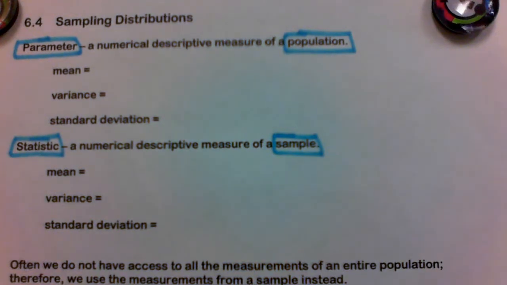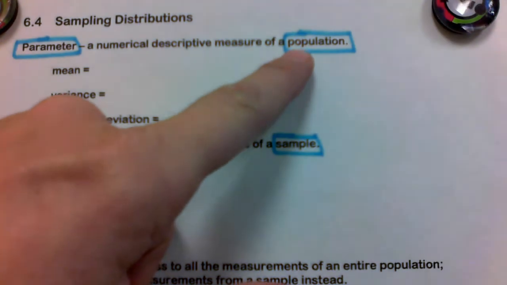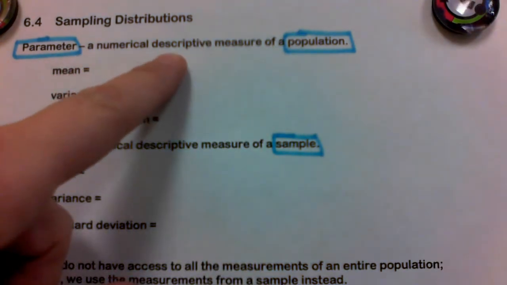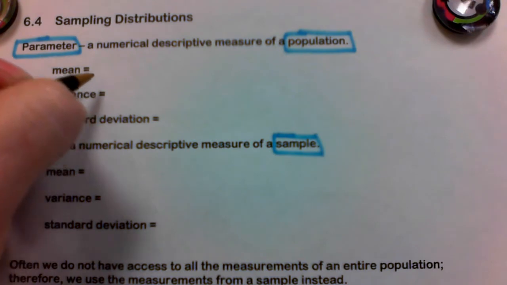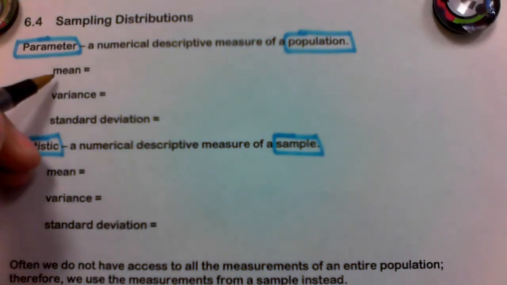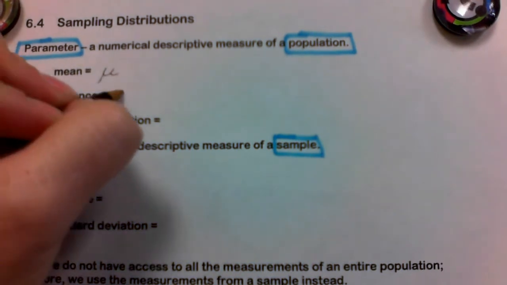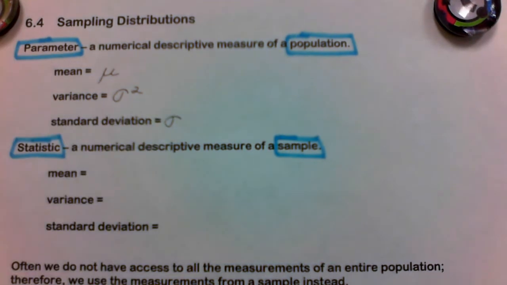Chapter 6.4. This is a short section. First thing that I want to do is review population parameters. Now remember, population is every item, every person. The numerical description from a population is called a parameter. And what we have been discussing already this semester is a population parameter: the mean is known as mu, the variance is sigma squared, and the standard deviation is sigma.